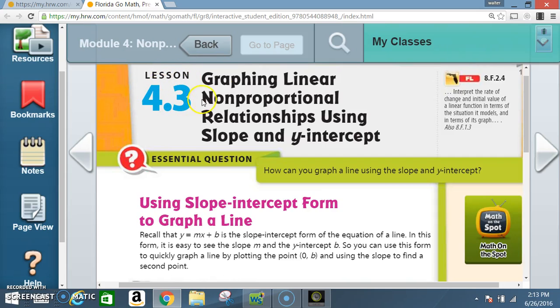Lesson 4.3, Graphing Linear Non-Proportional Relationships Using Slope and Y-Intercept.